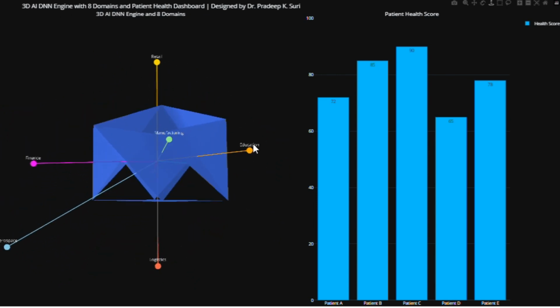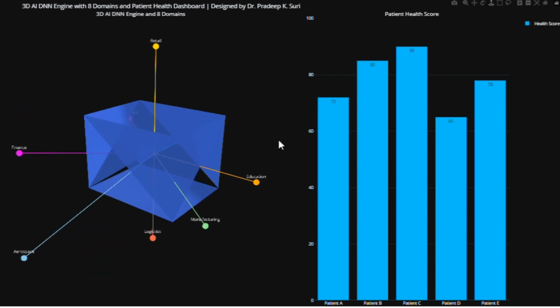Health worker, doctor's point of view. This 3D AI engine becomes my second brain. It shows me where the patient stands health-wise in real time. I can focus on care while the AI filters risks and triggers early interventions.